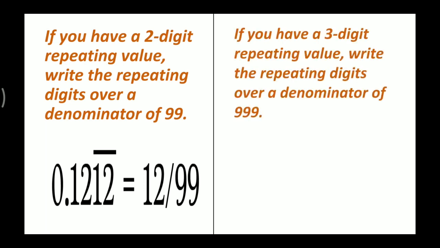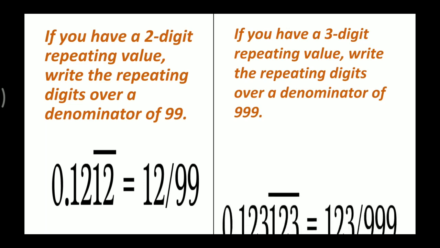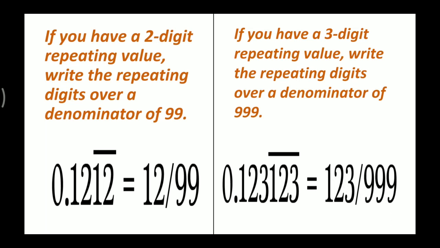And if you have a 3-digit repeating value, write the repeating digits over a denominator of 999. So if you have 0.123123, in this case 123 is a 3-digit number which is repeating. So you just have to write the repeating digits, which is 123, over a denominator of 999. So the value of 0.123123 recurring is equal to 123 divided by 999.